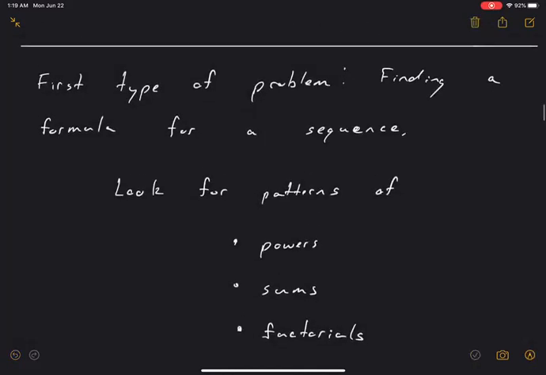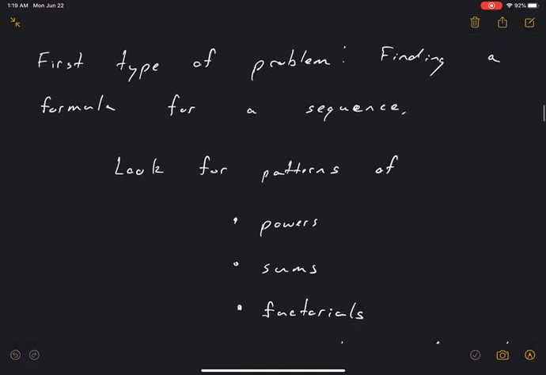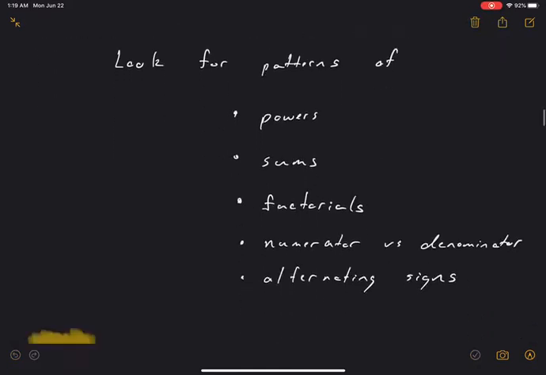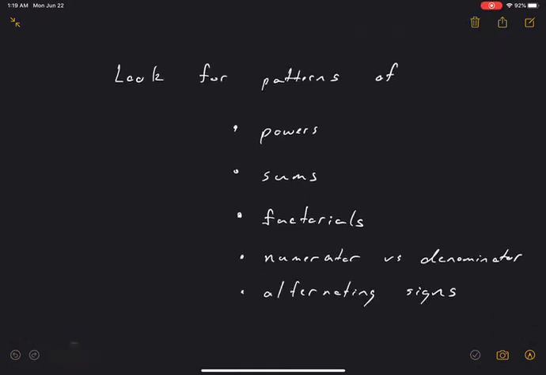Okay. So how do we do that? Well, it's essentially pattern recognition. We want to be able to recognize these patterns. The problems you're going to see have a lot of common patterns. They're usually going to be powers or sums or factorials. I won't cover factorials today. These are going to be more important in later sections.